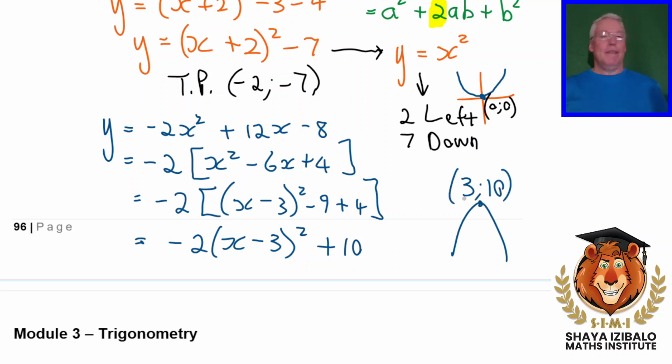Okay, right. That brings us to the end of our study of functions. In the next lesson, exciting times, we will be tackling trigonometry.